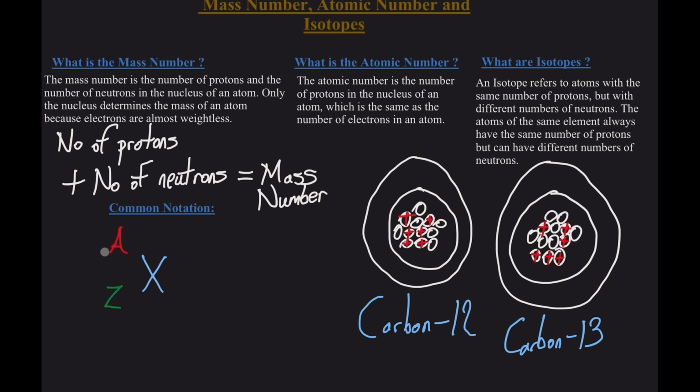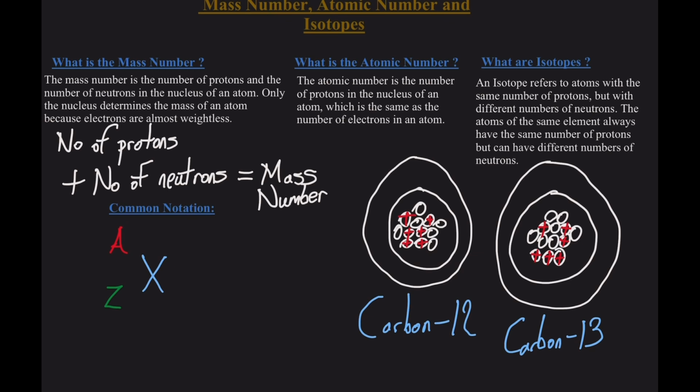A very common notation we use when writing down elements alongside their mass numbers and atomic numbers is this, the A Z X. Essentially, X represents the chemical symbol of the element. So for chlorine, that would be capital C, lowercase l. For potassium, that would be a capital K. For sodium, that would be a capital N and a lowercase a.